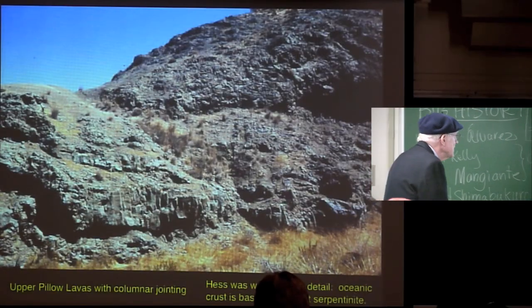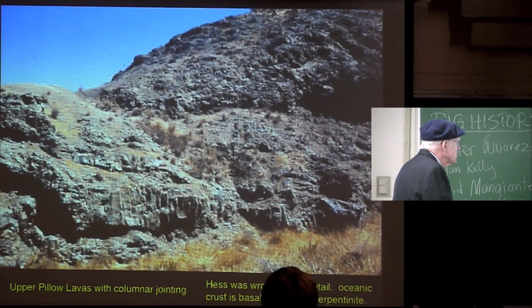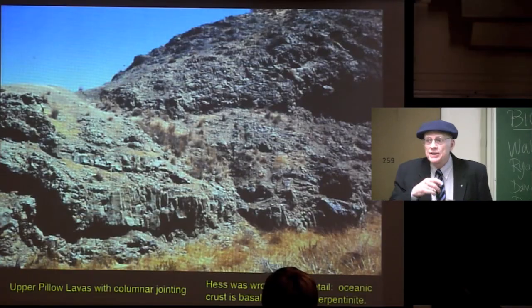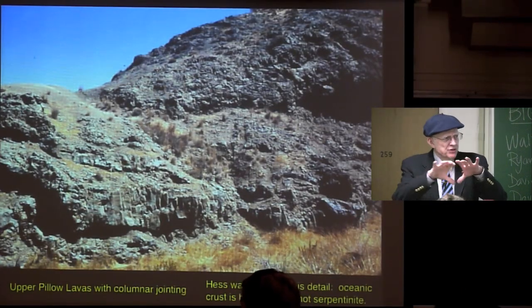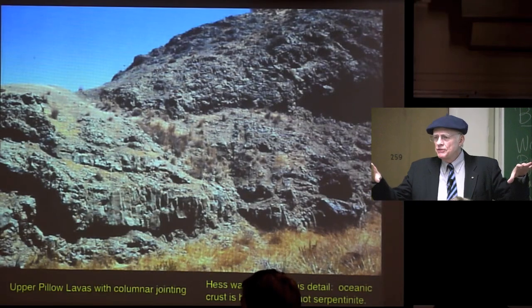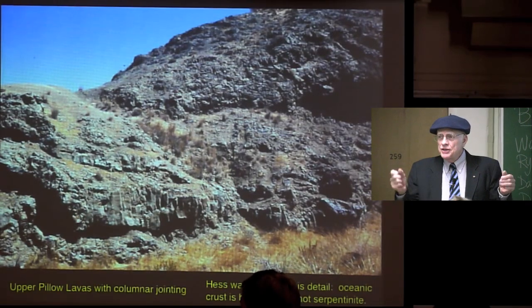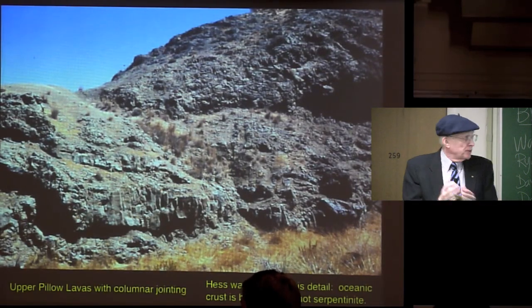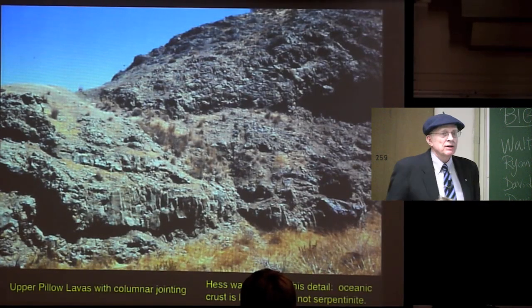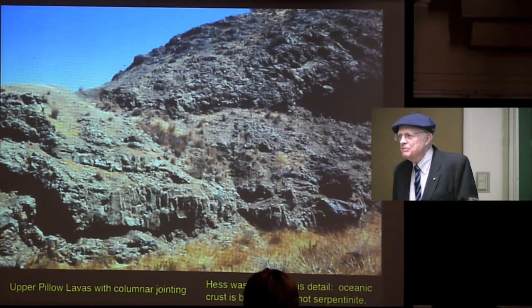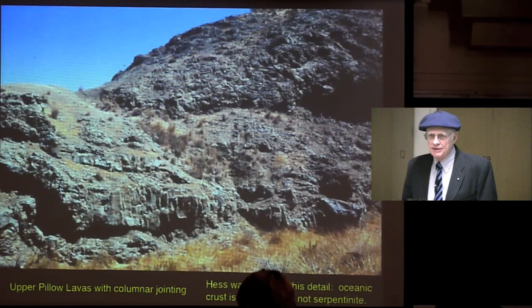How many of you have seen these things? These are called columnar joints in basalt. Has any of you ever seen that? Okay, so this happens when the basalt flows out on the surface, and it's hot, and then as it cools, it shrinks, and the shrinking breaks it into these cracks. So this is absolutely typical of basalt. This is not serpentine. Basalt is a volcanic rock.